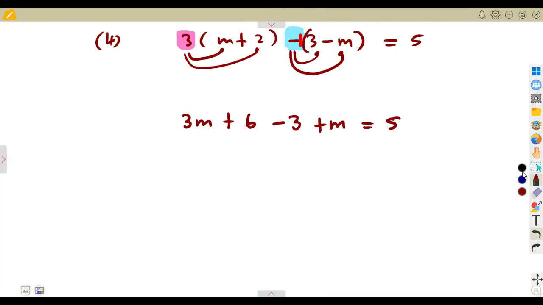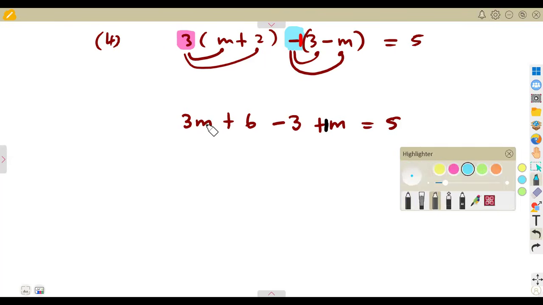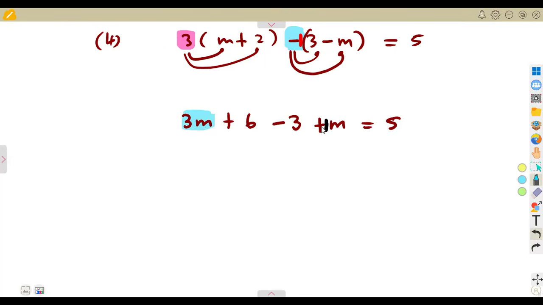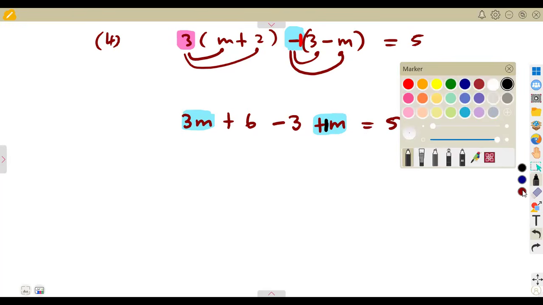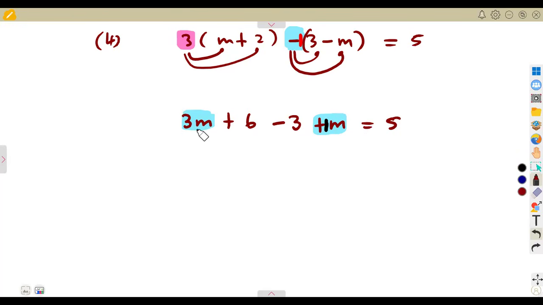So we are going to collect our like terms. Again, this m is the same as +1m. So we are simply adding this 3m and this 1m. Those are the like terms that you're considering, the part of m. So 3 plus 1 is going to be 4. So we've got 4m, 6 minus 3, that is a +3. And this is equal to 5.